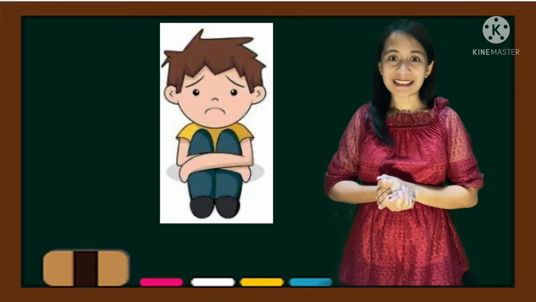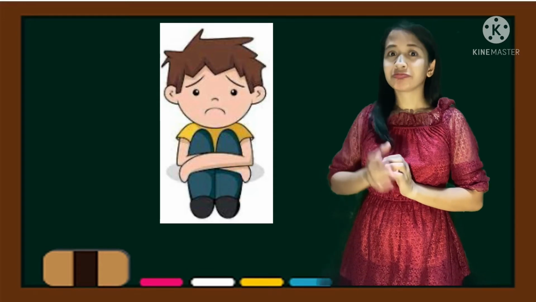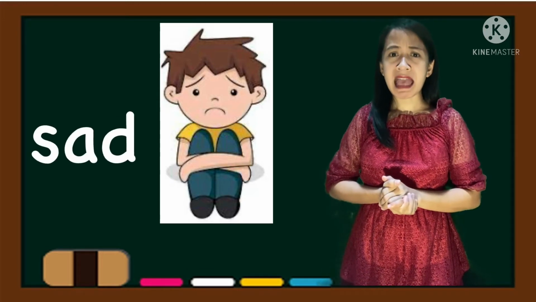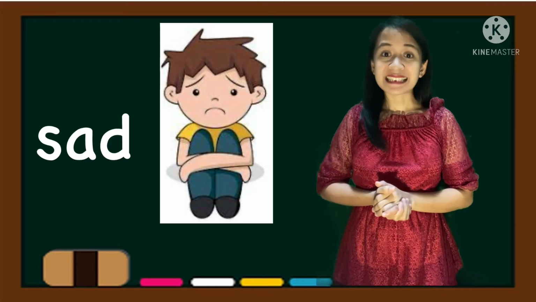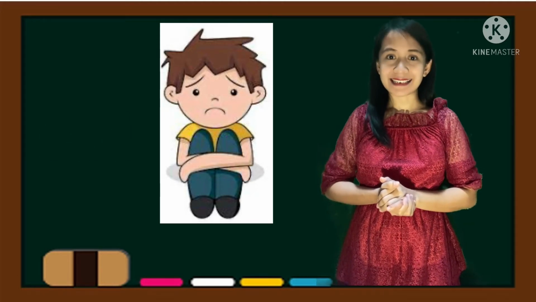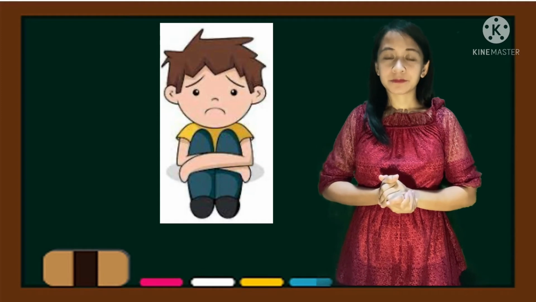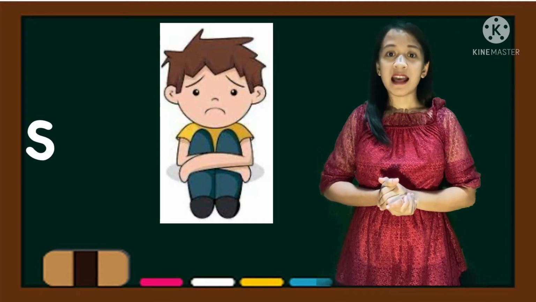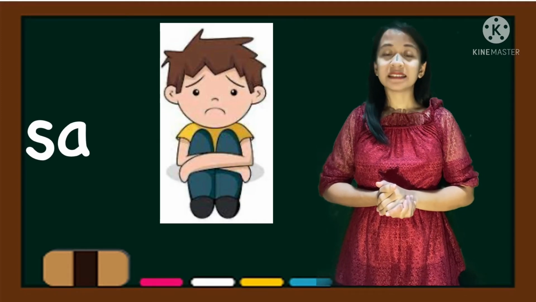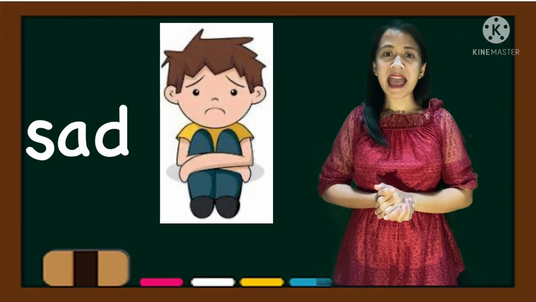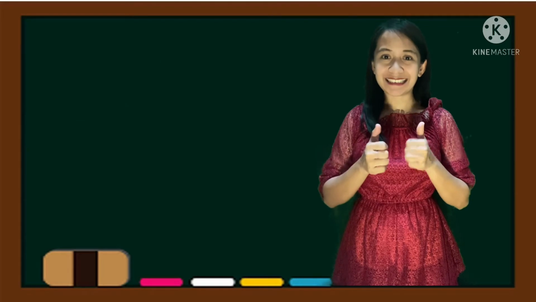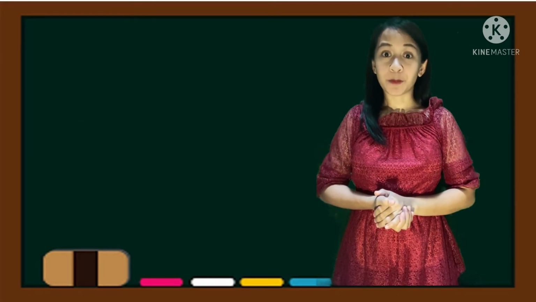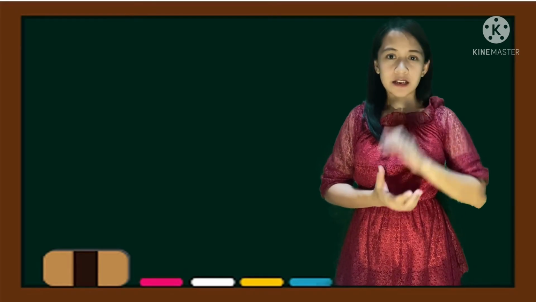What emotion is that? Again, it is sad. Again, sad. Now let's spell. S, A, D. Sad. Very good. Now let's go to number three.